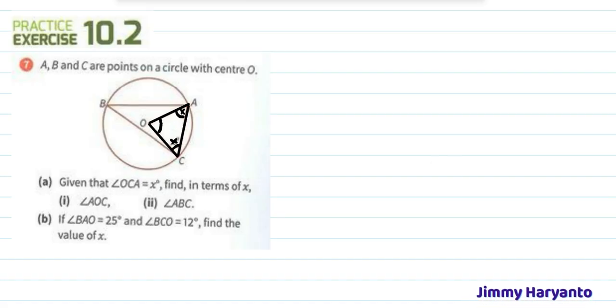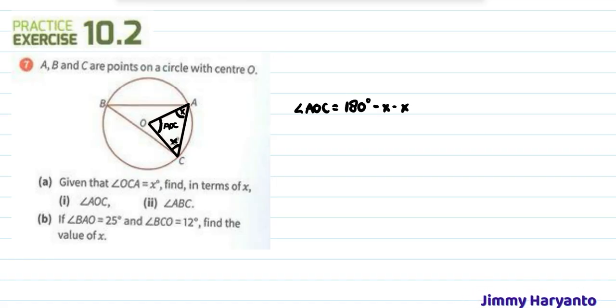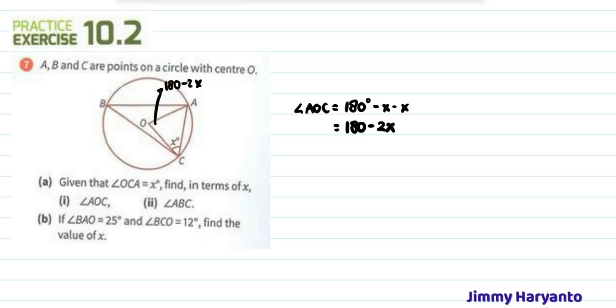The sum of angle will be 180. So let's say that one is AOC, yeah. This one is AOC. So the angle of AOC equals to 180 degree minus x. So AOC equals to 180 minus 2x. Okay, we already know that one is 180 minus 2x.